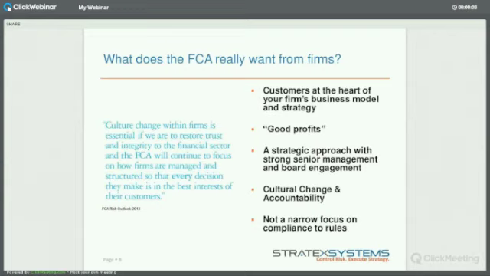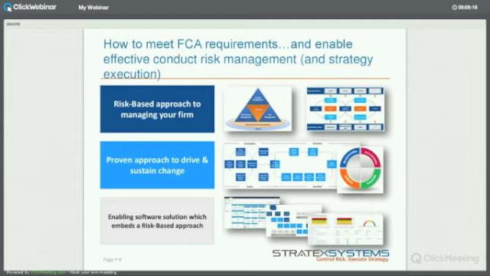The FCA is not looking for us to look at a large number of specific rules and tick boxes. They're looking for a fundamental change in approach and way we run businesses. So that brings us to how do we think we should meet the requirements of the FCA when they are, perhaps we could call them, ill-defined, slightly vague, a little bit woolly.